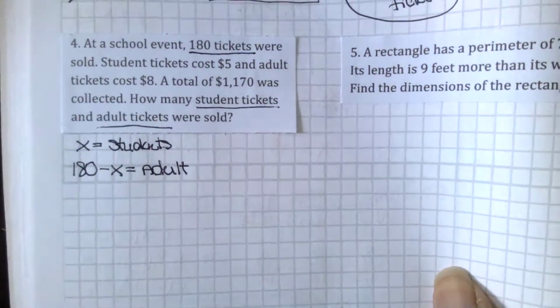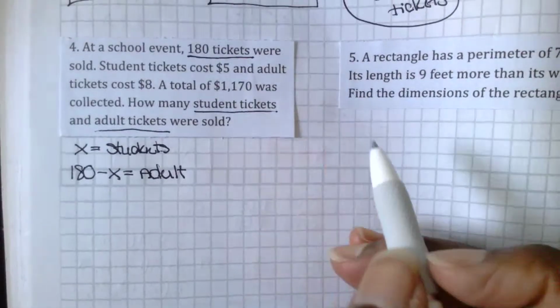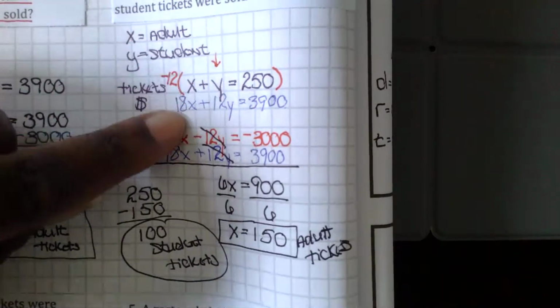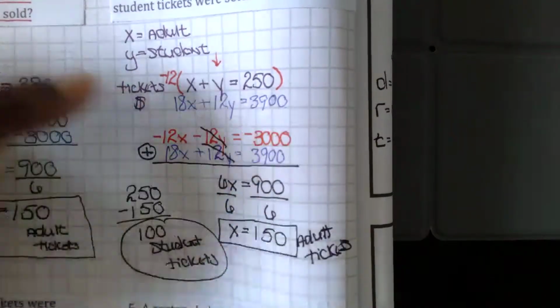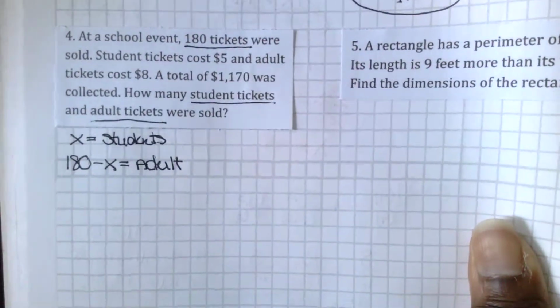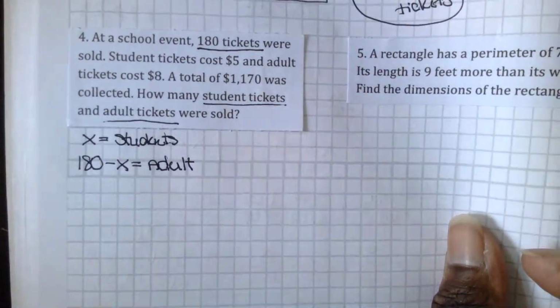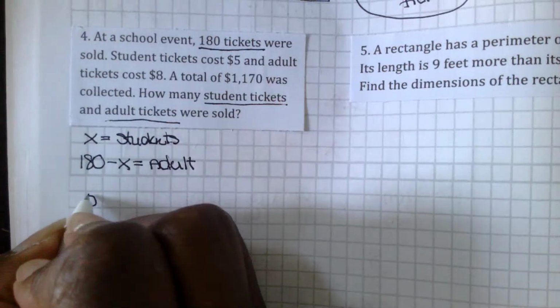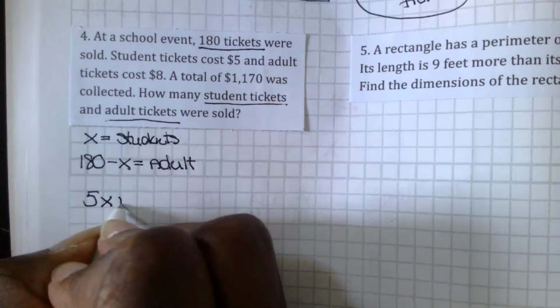So now to set up my equation, we're taking the cost. So basically, we're taking these two equations and merging them into one equation. That's what we're doing that's different from the system of equations. So we're taking the price. So the price for the students is $5. So that will be my 5x.